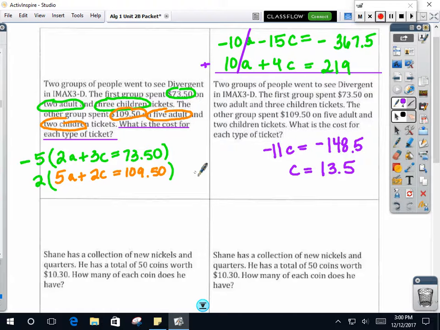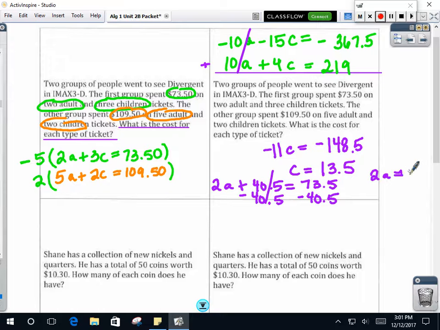Right, so if I'm using this first equation, 2a plus 3c, what will that 3c become? $40.5. And then equals 73.50. Now what do we do? Subtract 40.5. Those cancel and you're left with 2a equals what? And now what do we do? So a equals 33 divided by 2, which is $16.50 for an adult ticket.